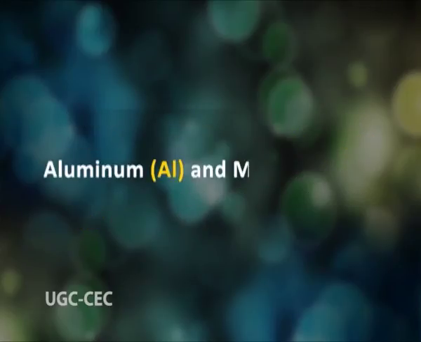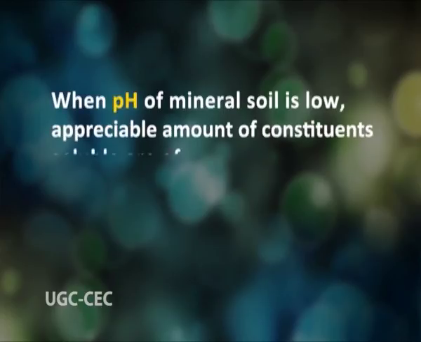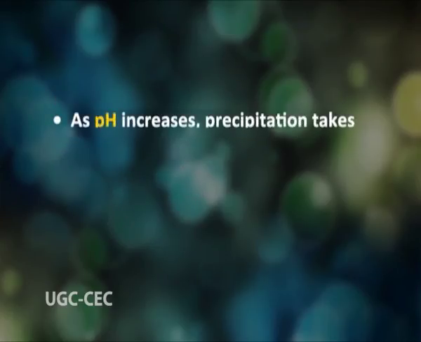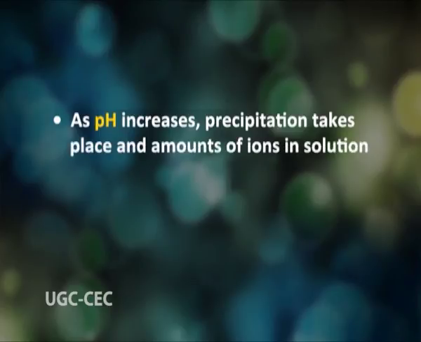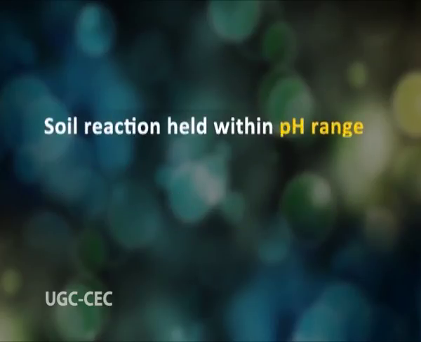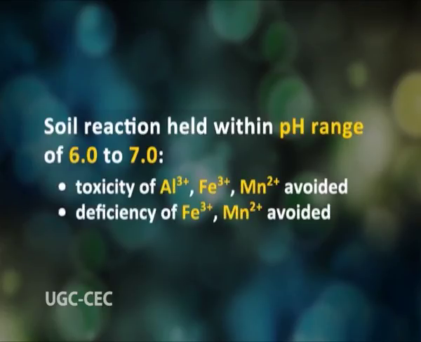Now the aluminum and the micronutrients. When pH of mineral soil is low, appreciable amount of aluminum, iron and manganese constituents are soluble, so much that they may become extremely toxic to certain plants. However, as the pH is increased, precipitation takes place and the amounts of these ions in the solution become less, with the result that at neutrality some plants suffer due to lack of available manganese and iron. If soil reaction is held within a pH range of 6 to 7, the toxicity of aluminum, iron and manganese and the deficiency of iron and manganese may be avoided.